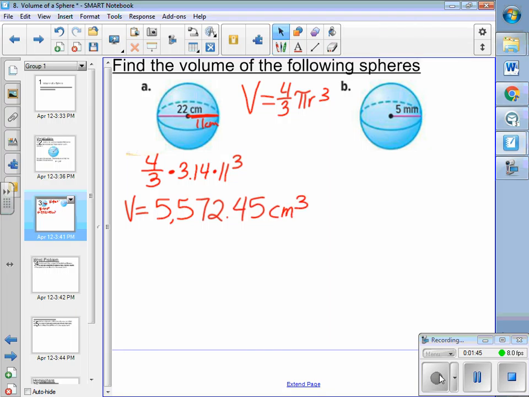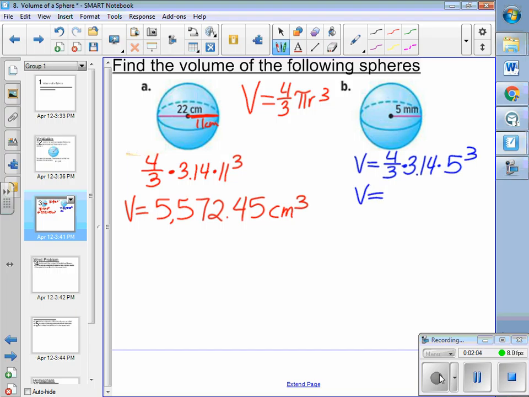Next problem. We have a sphere with a radius of 5 millimeters. So our volume is 4/3 times 3.14 times 5 cubed. Again, pause, work it, and then come back and check it. You get 523.3 millimeters cubed.